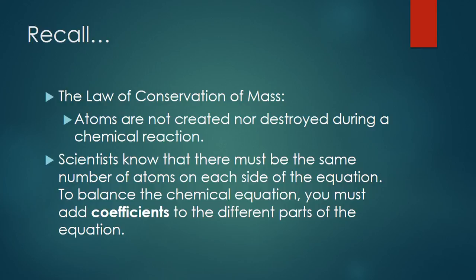So we know there has to be the same number of atoms on each side of the chemical equation when we're writing it out. And so when we're writing a chemical equation showing the reaction, we have to make sure that we balance it. One way to do that, or the only way I guess, is to add coefficients in front of different compounds in the equation to make sure that it all balances.